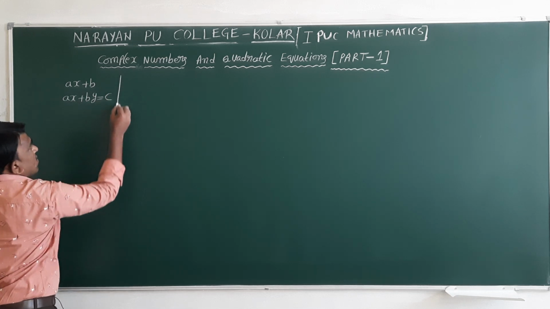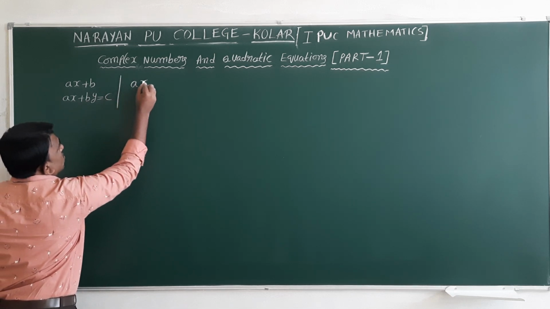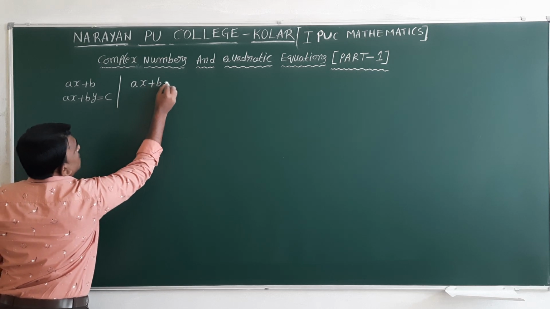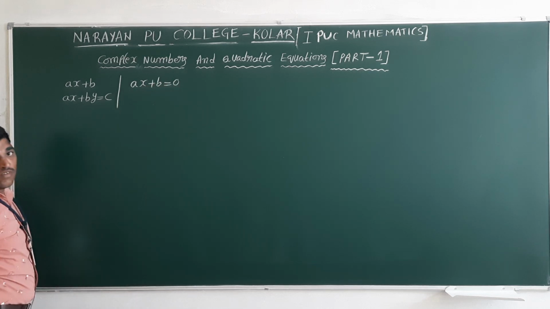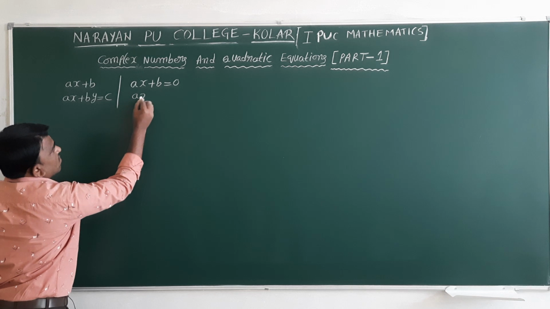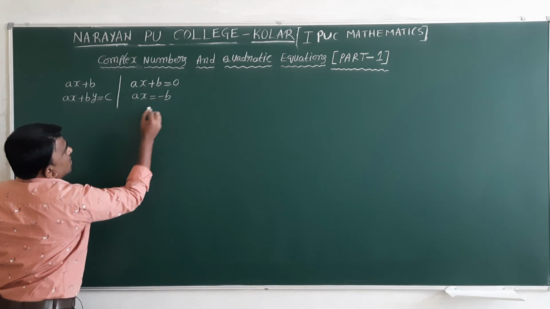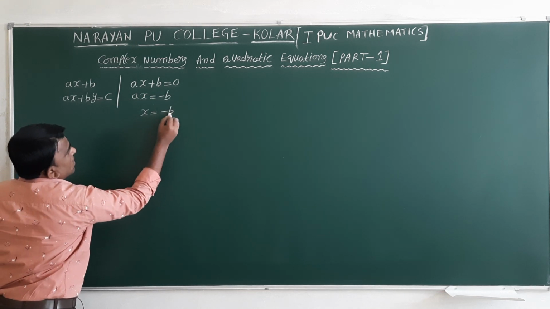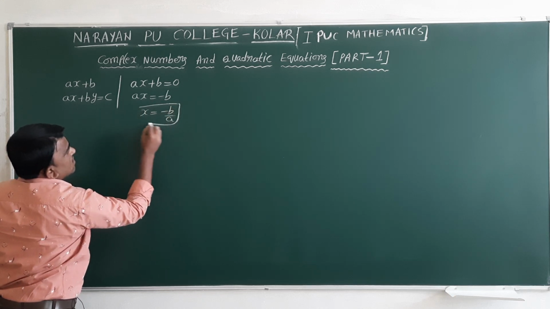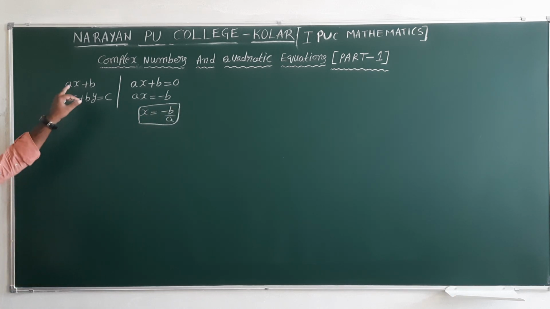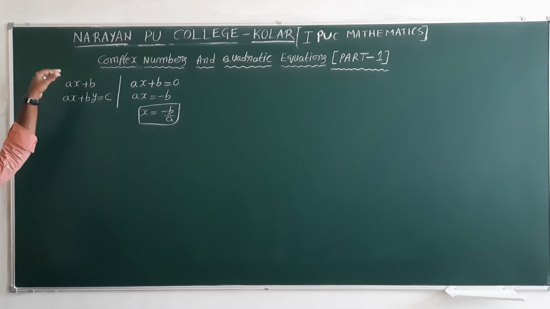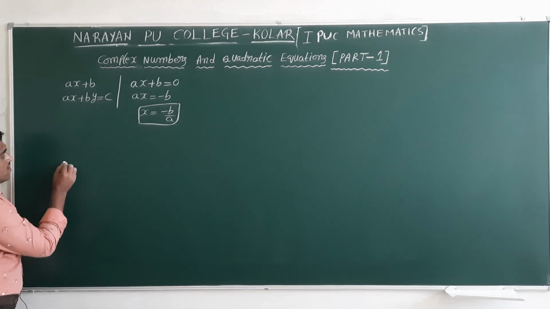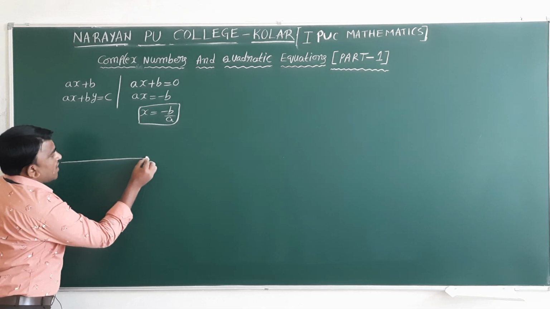Suppose we want to find the solution of the function ax plus b equal to 0. From this, ax equal to minus b, x equal to minus b by a. This is the solution of the linear function ax plus b. If you want to represent this solution in the number system, first you can take the real number line.